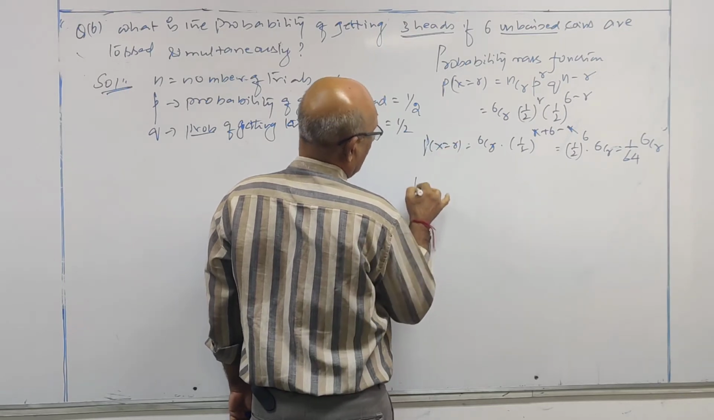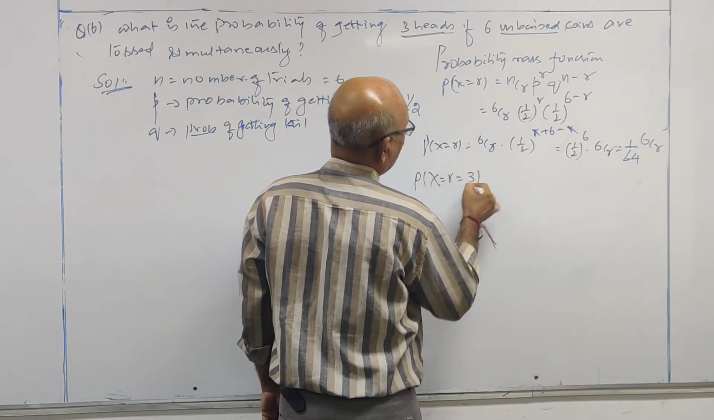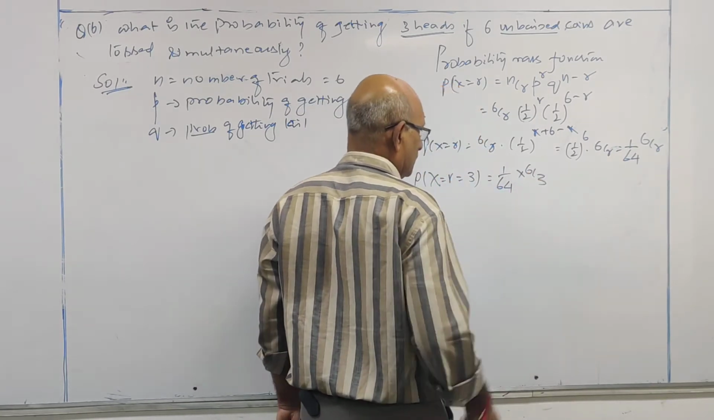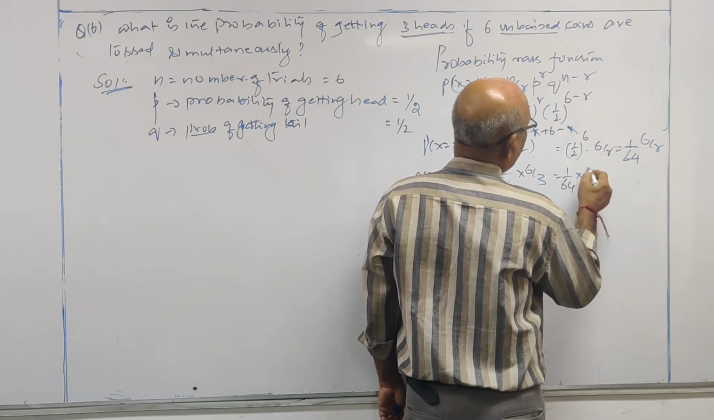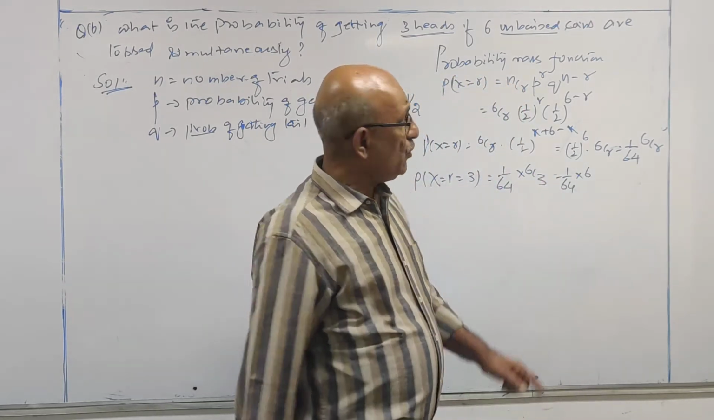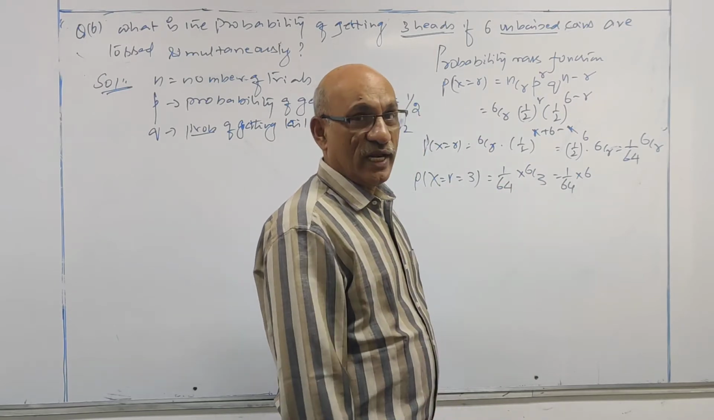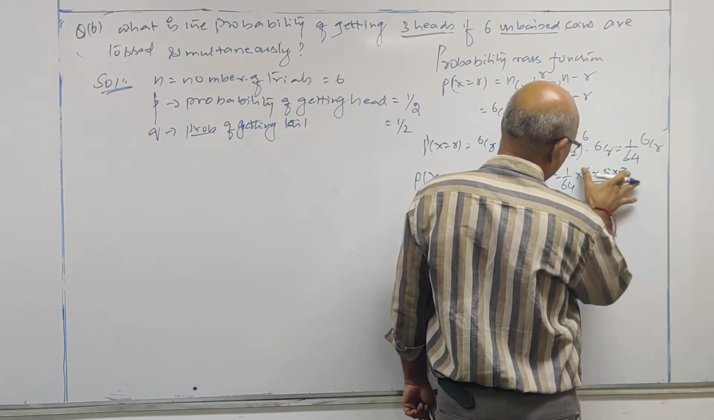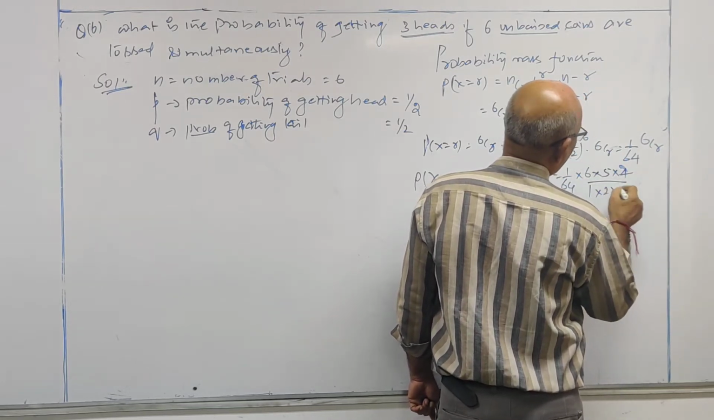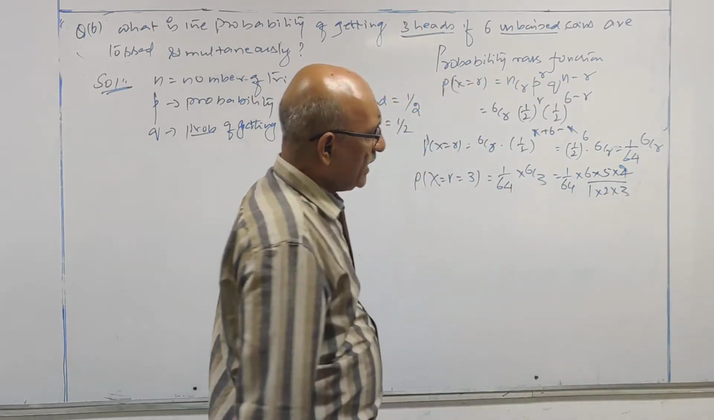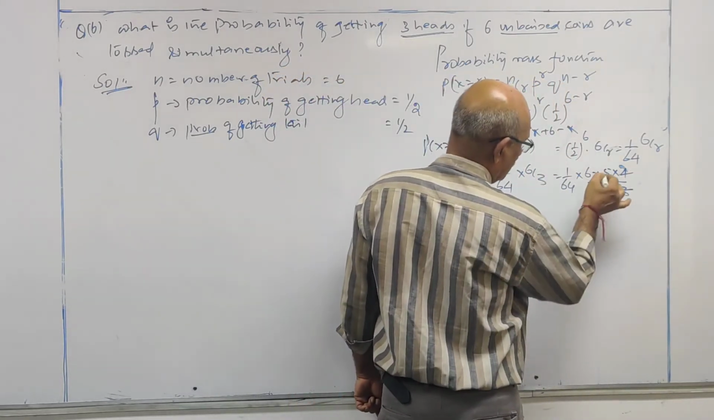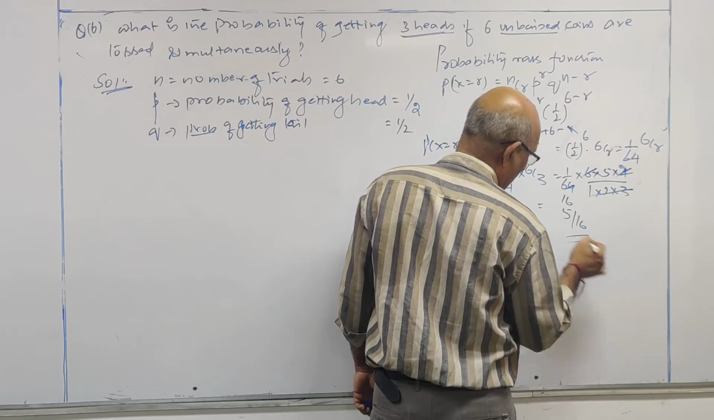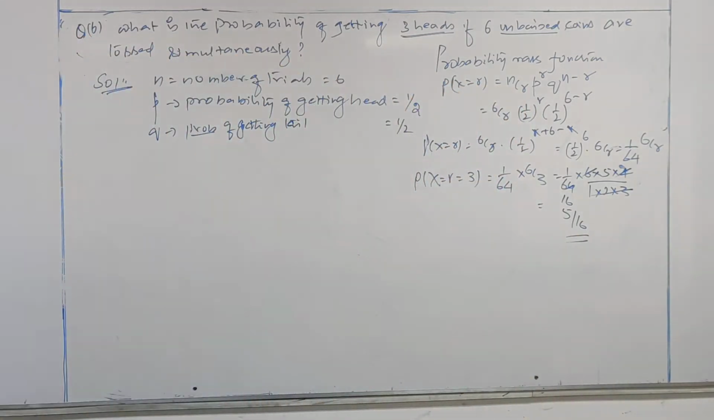Probability of x is equal to r is equal to 3. 1 by 64 into 6C3. The numerical difference of 6 and 3 is 3. So in the numerator, starting with 6, you write 3 numbers in descending order. And in the denominator, starting with 1, you write 3 numbers in ascending order. 4 will go 16 times. 5 by 16 is the answer.